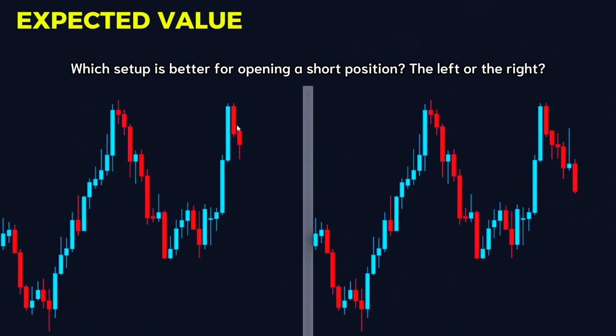At this point, it looks much more likely that the downtrend is real. Would you open a short position here? If you short the left chart, you have the opportunity to make a much larger profit, but there's less certainty. If you short the right chart, your profit potential is smaller, but the probability of success is much higher. That's the relationship between reward-risk ratio and win rate.